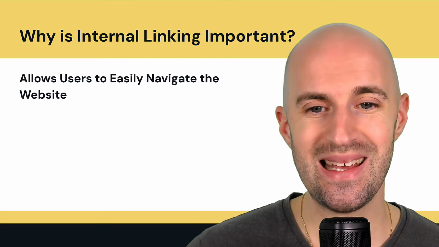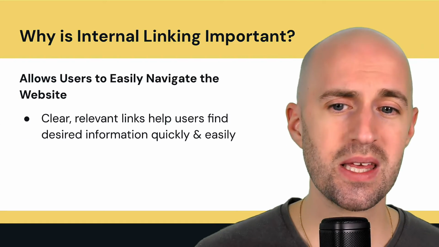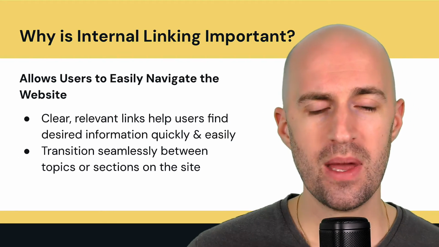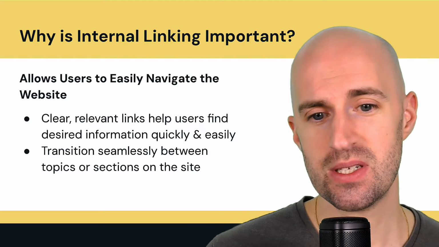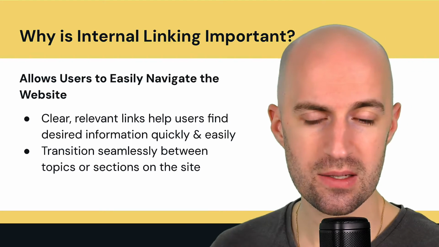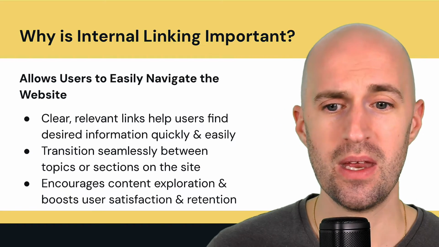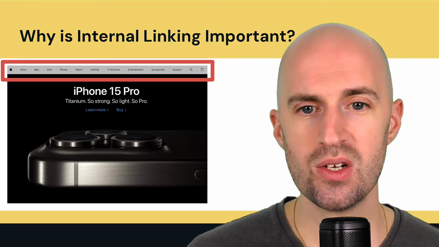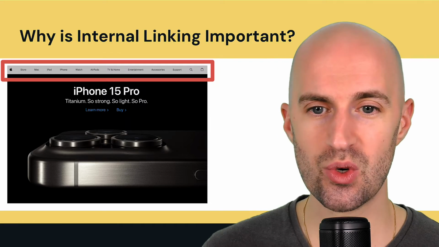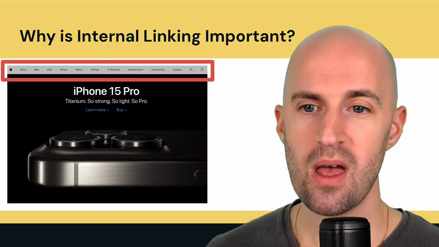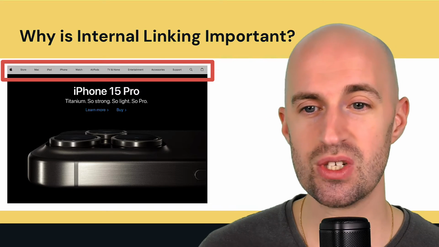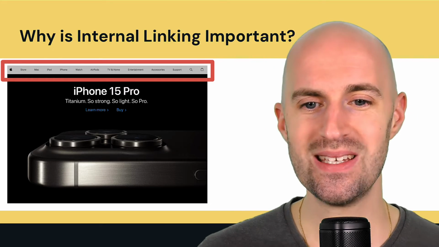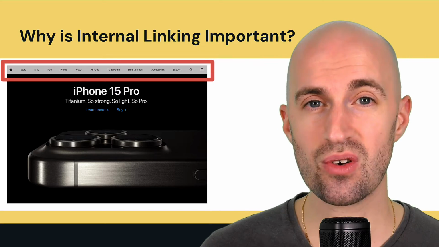So it also allows users to easily navigate the website as well. Clear, relevant links help users find desired information quickly and easily. It also allows them to transition seamlessly between topics or sections on the site. It makes it easy to navigate, encourages content exploration, and boosts user satisfaction and retention. So here's an example on Apple's site. You have the internal links in the menu here. Those are the main ones, and you can easily navigate to the different sections of the site. You can go to Store, you can go to the Mac section, iPhone section, all of these pages you can easily go to because they've done an excellent job at internal linking in the menu area.